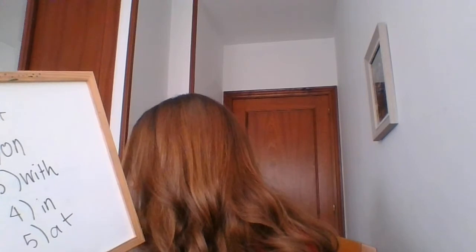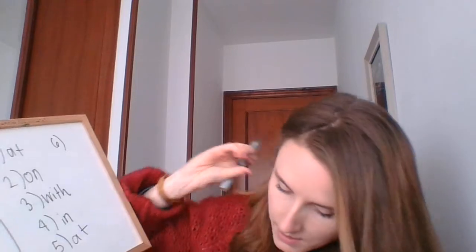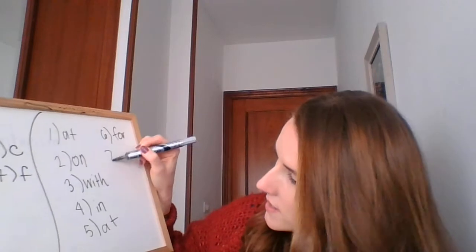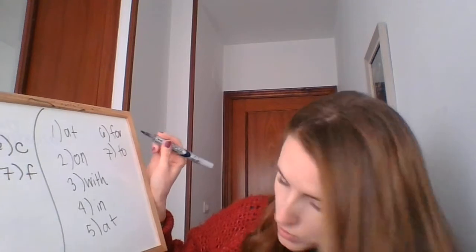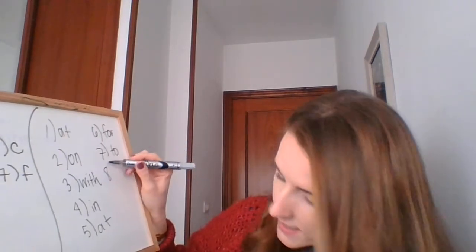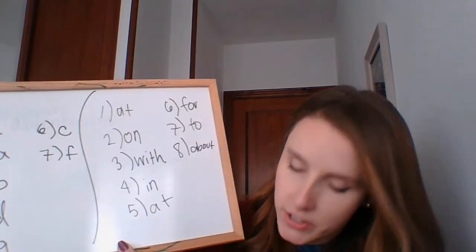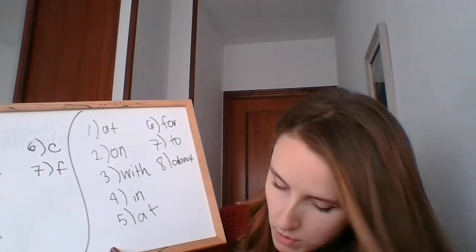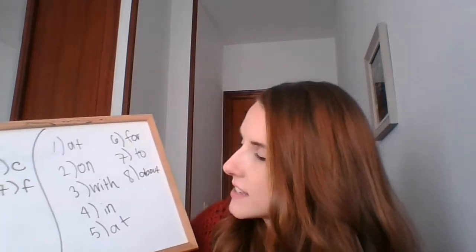Let me just double check that. Yeah. Number 6 is, let me see. Number 6 is for. Sorry if you can't see this. There you go. Number 7 is to. Yeah, and number 8 is about. Okay, so these are the answers for number 3. It's at, on, with, in, at, for, to, about. Okay, I'm just double checking. All right, guys. So these are the answers for number 3.